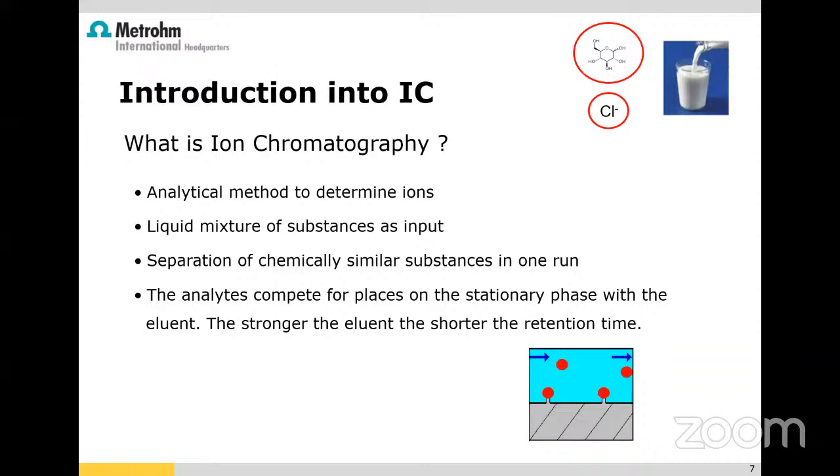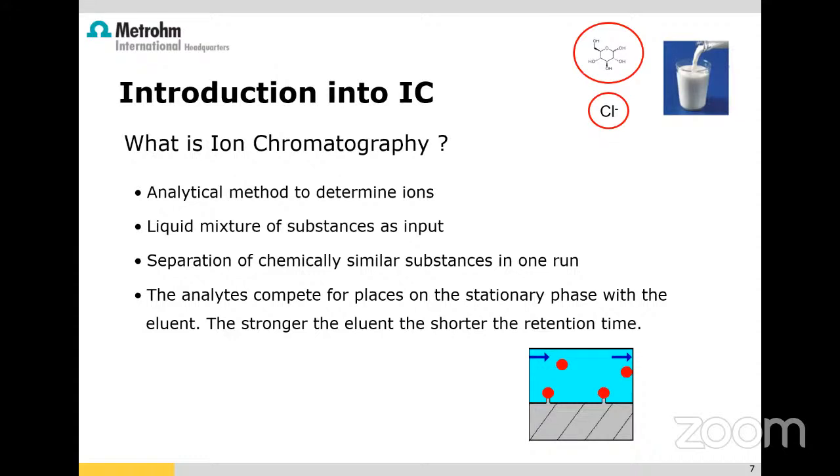Like you have a liquid mixture, which is the input, and the output is the separated components, separated ions here, which are chemically similar. Then the analytes compete for the spaces in the stationary phase and the mobile phase. Here I have mentioned it as eluent. Eluent, the other name is the mobile phase. So the stronger the eluent, the shorter the retention time.